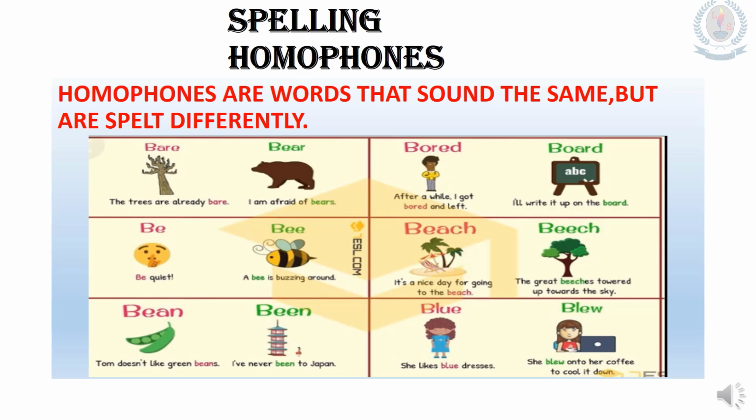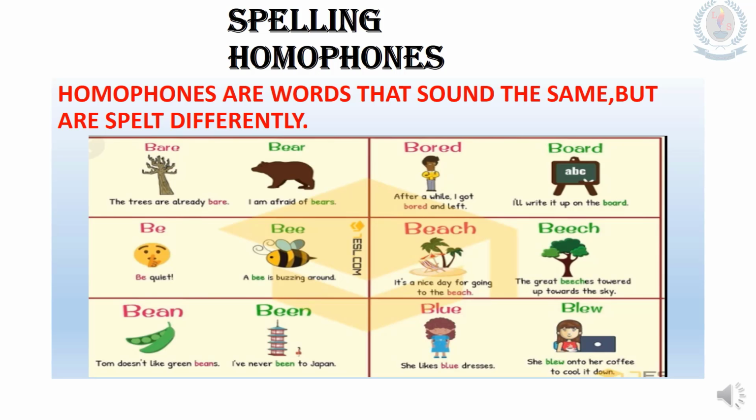Bee and be. Be quiet. A bee is buzzing around. Beach and beech. It's a nice day for going to the beach. The great beeches towered up towards the sky. Bean and been. Tom doesn't like green beans. I've never been to Japan. Blue and blew. She likes blue dresses. She blew onto her coffee to cool it down.